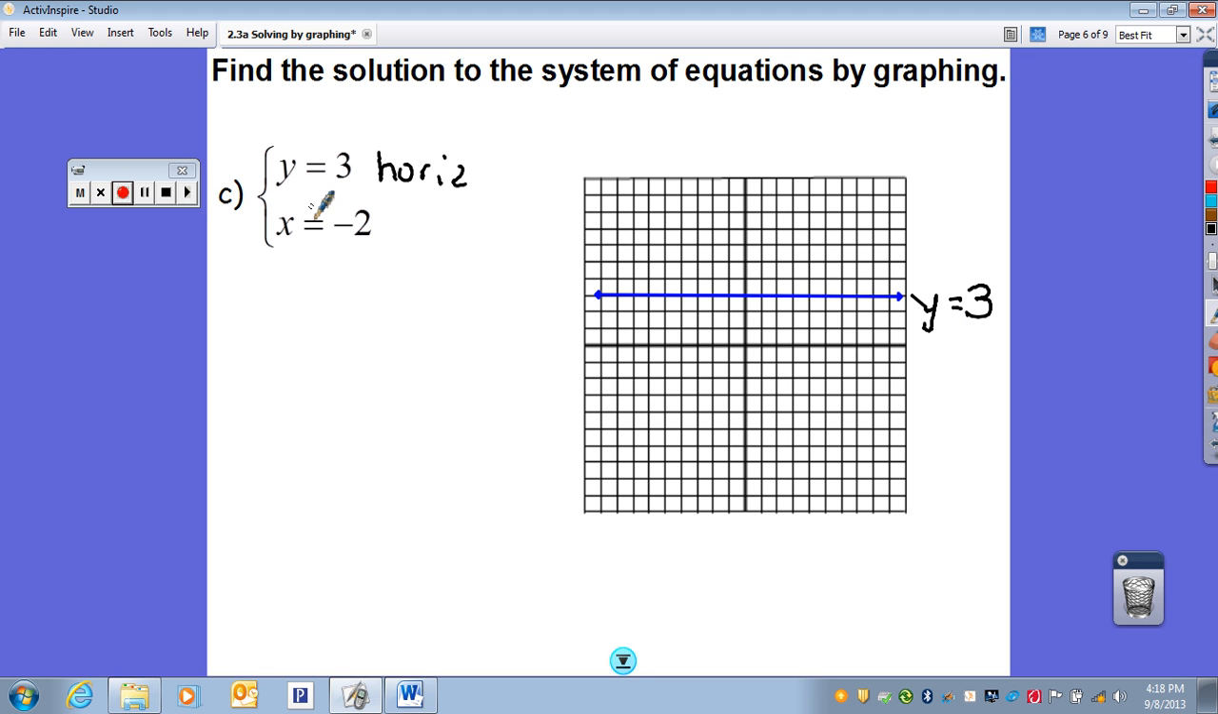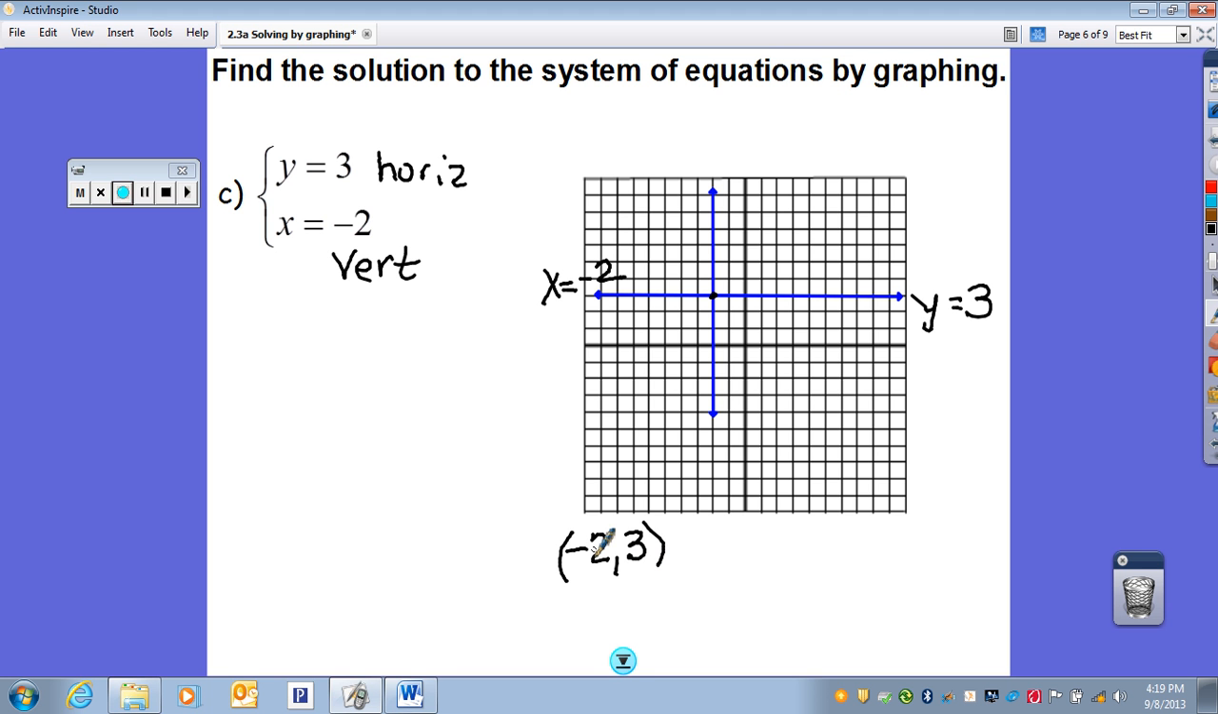Our other equation, x equals negative 2, we recognize as being a vertical line. So let's draw our line on the x value at negative 2. Be sure to label your line x equals negative 2. And then we're looking for the point of intersection where the two lines cross. This is at the point (negative 2, positive 3).